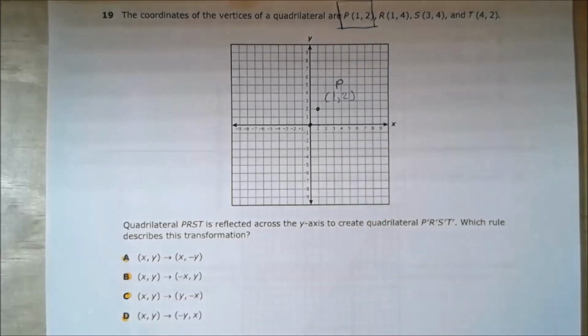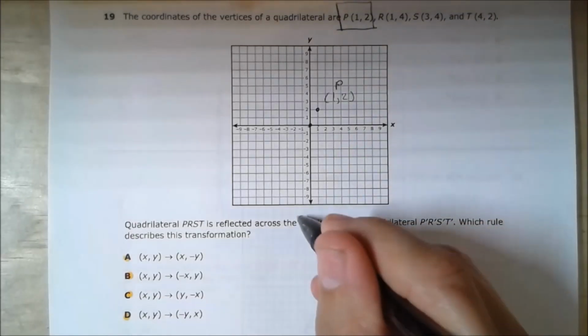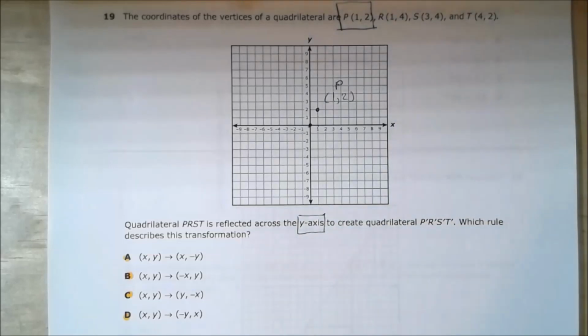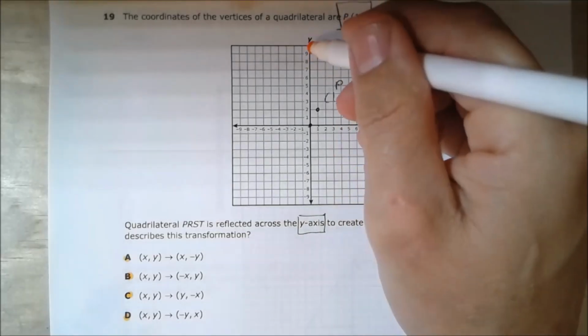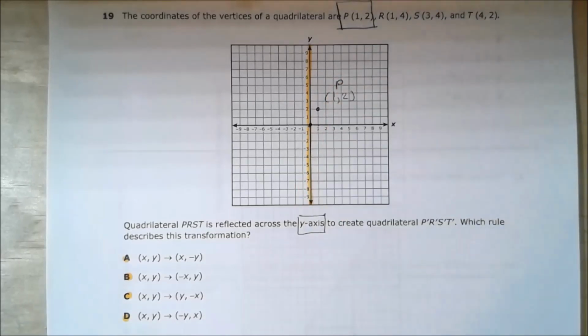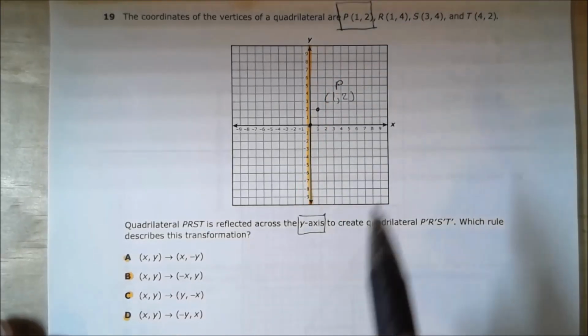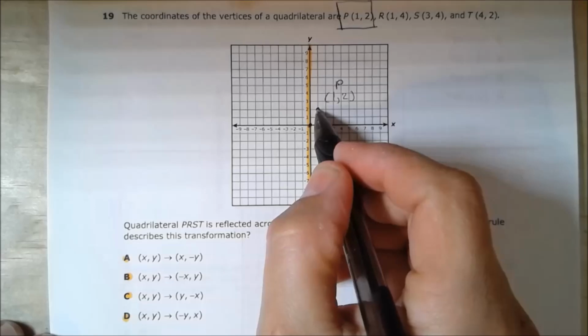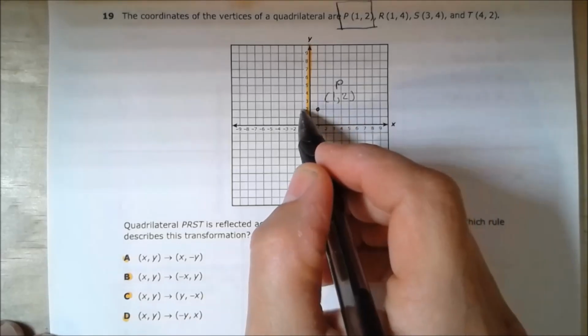And it says it's going to be reflected over the y-axis. So you need to know what the y-axis is, right? And we actually made quite a few of those in class, so I'm sure you got it down. That's my y-axis right there that I've highlighted. And we're going to reflect it over the y, which means it's literally going to just jump over the y.